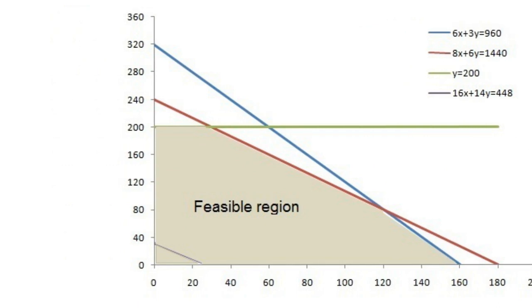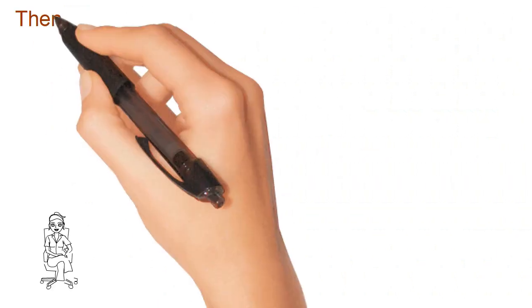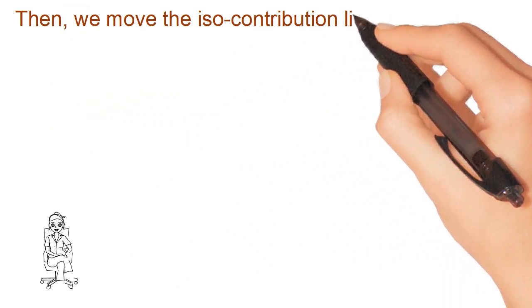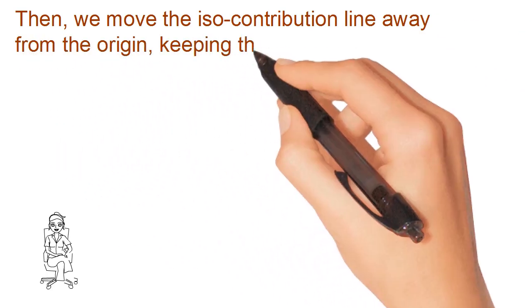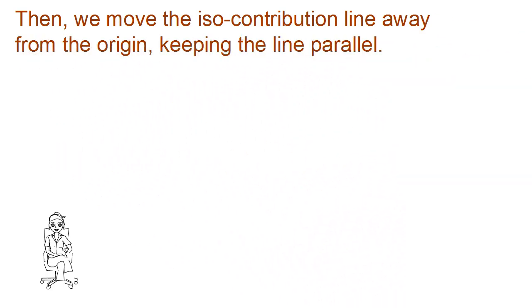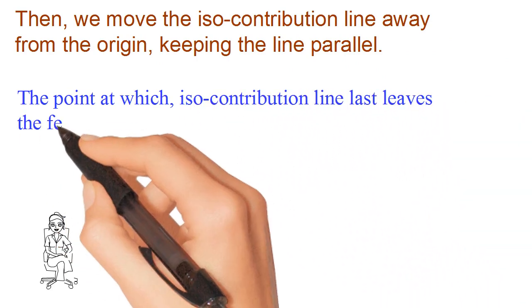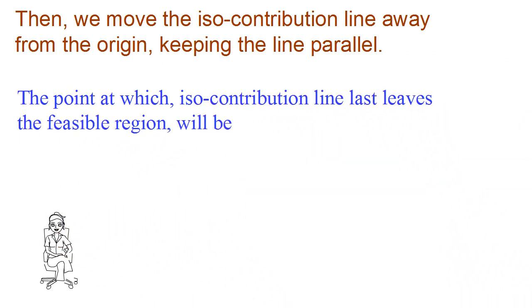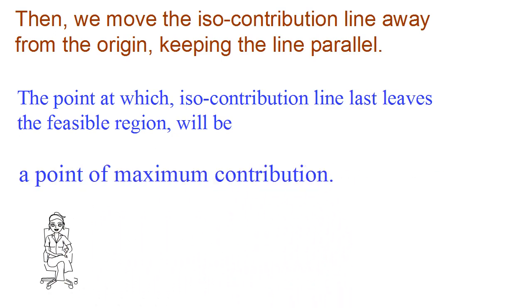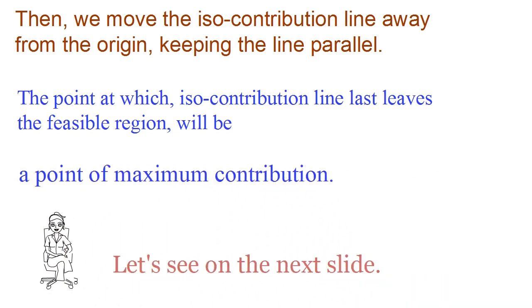Then, we move the iso-contribution line away from the origin, keeping the line parallel. The point at which the iso-contribution line last leaves the feasible region will be the point of maximum contribution. Let's see on the next slide.